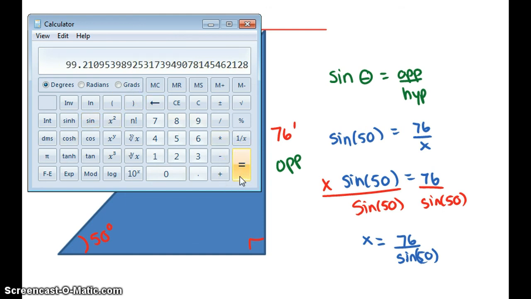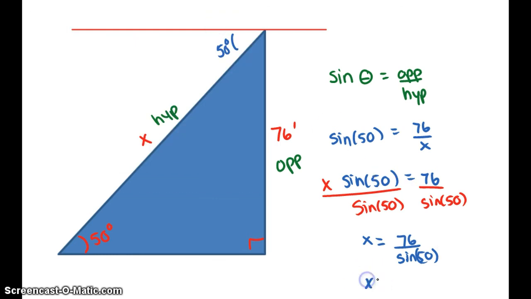And we'll find that the approximate length of the hypotenuse is 99.21 feet. So x is approximately 99.21 feet.